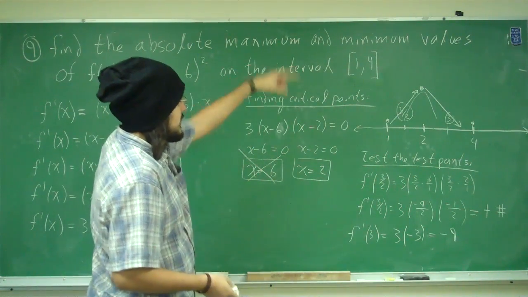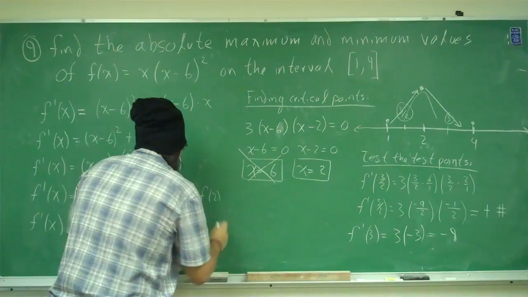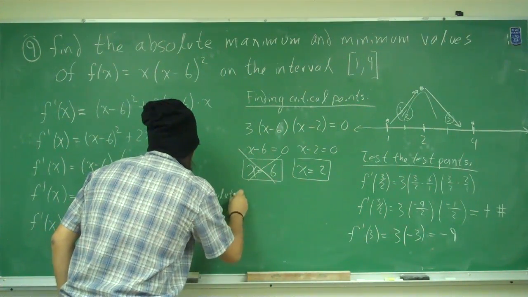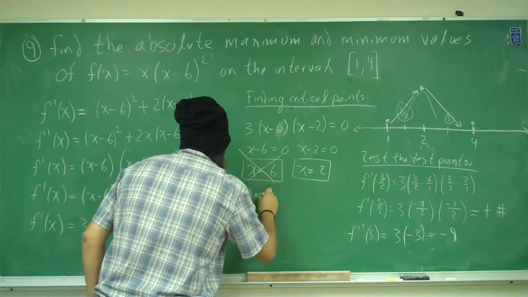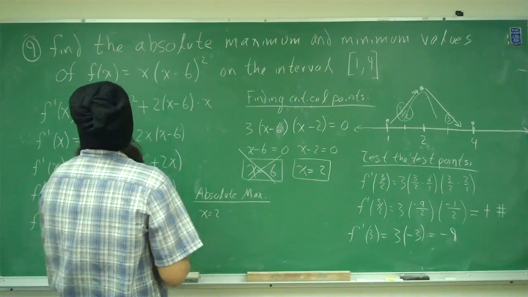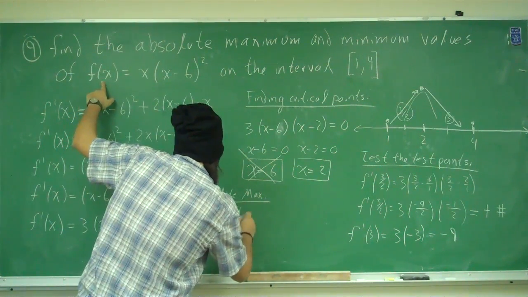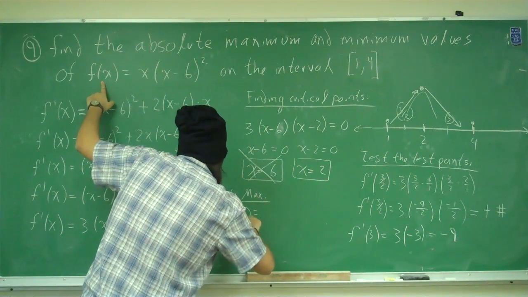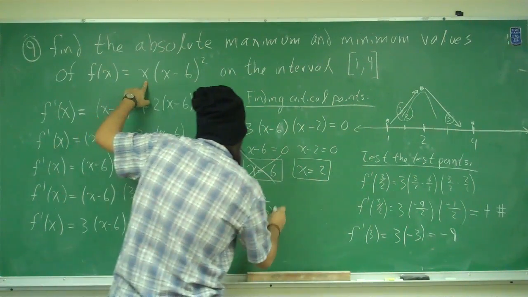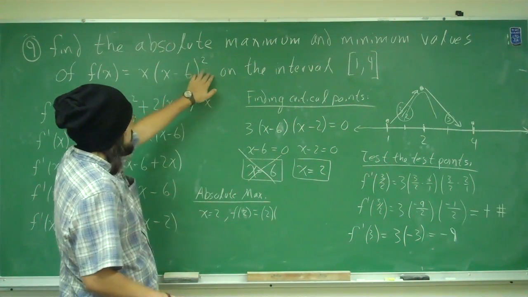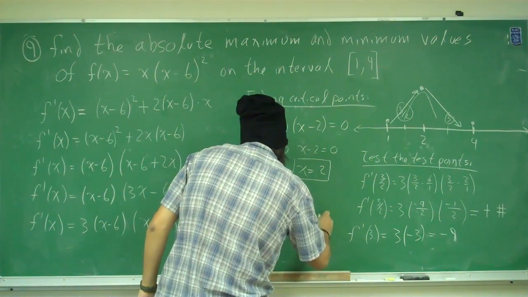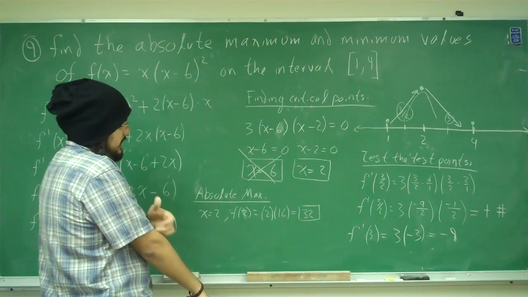So how do we know what the maximum is? Well, let's evaluate f of 2. So our absolute max happens at x equals 2. And what is it at x equals 2? So plug in. F of 2 is 2 times 2 minus 6, that's minus 4, but minus 4 squared is 16, and 16 times 2 is 32. So our absolute max is 32.